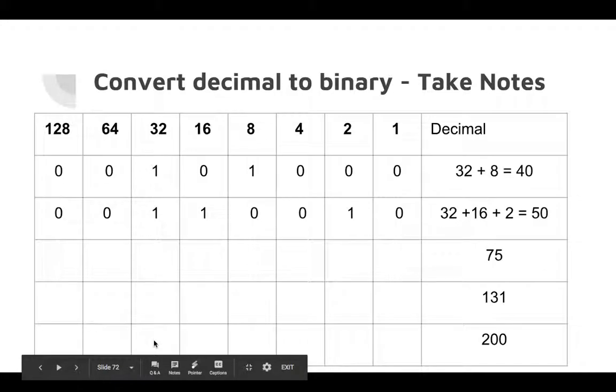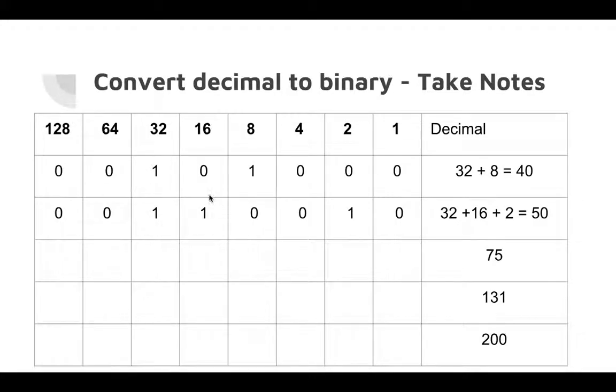So here's an example for both of them. For the 50, remember I used 32, 16, and 2, and I put zeros in all the other ones. So for the 50, the way you represent it in binary is 0011 0010. And for 40, remember we just used 32 and 8. Those are the only place values that have 1s. So I would say 0010 1000.